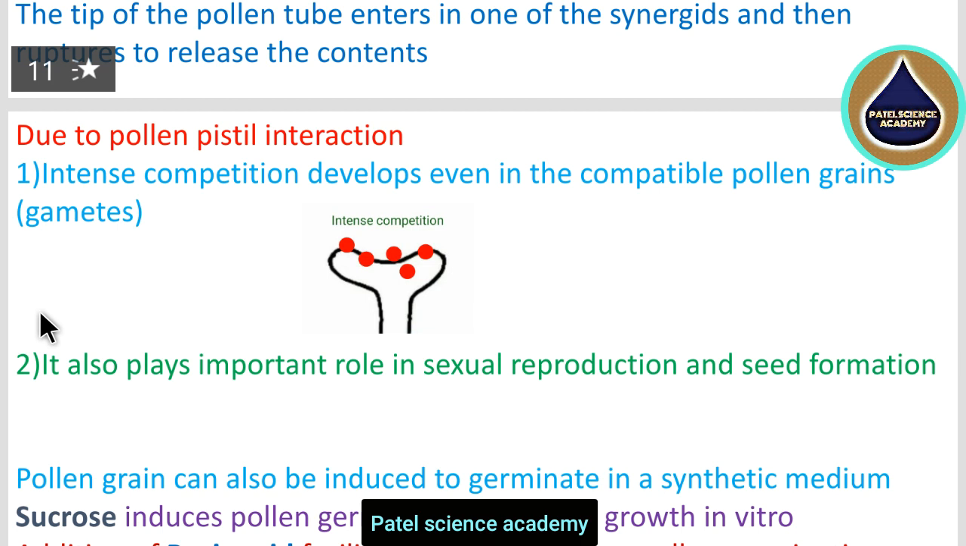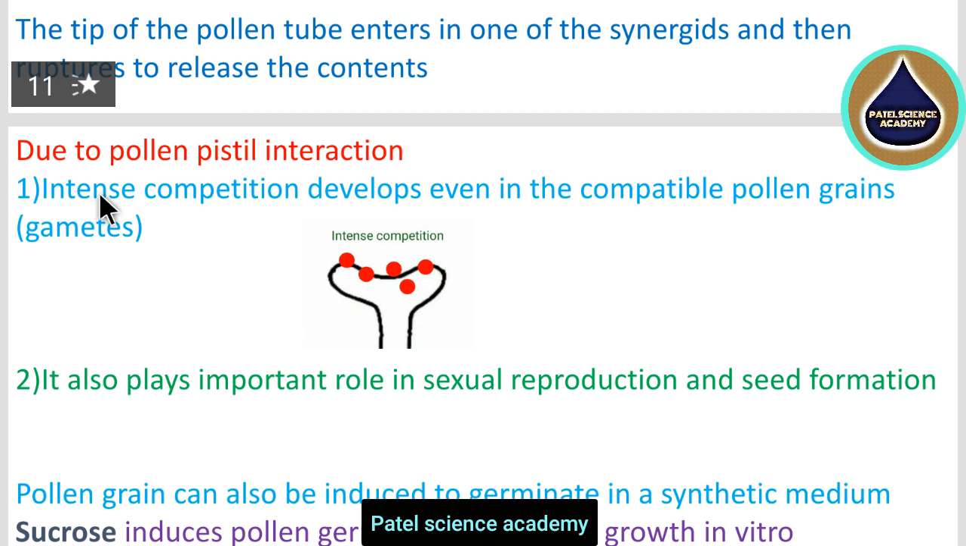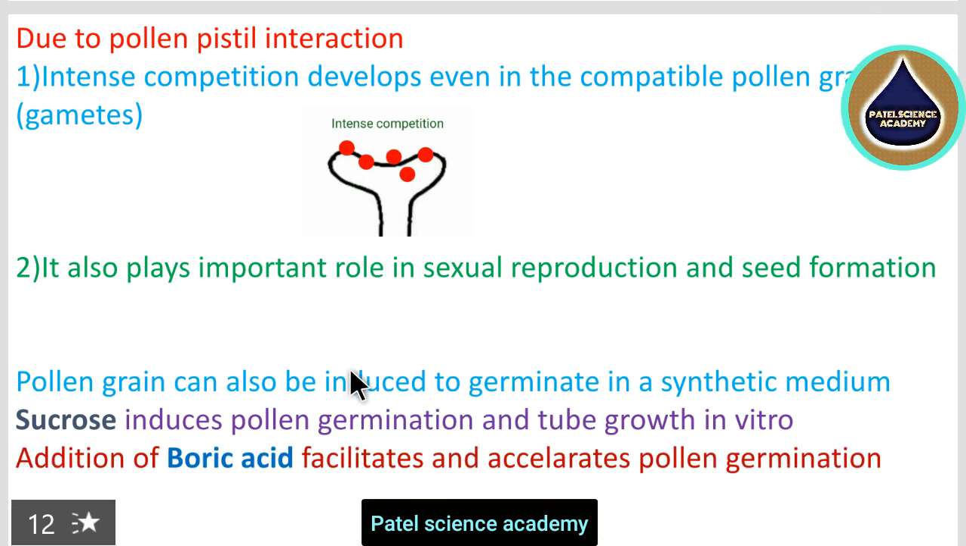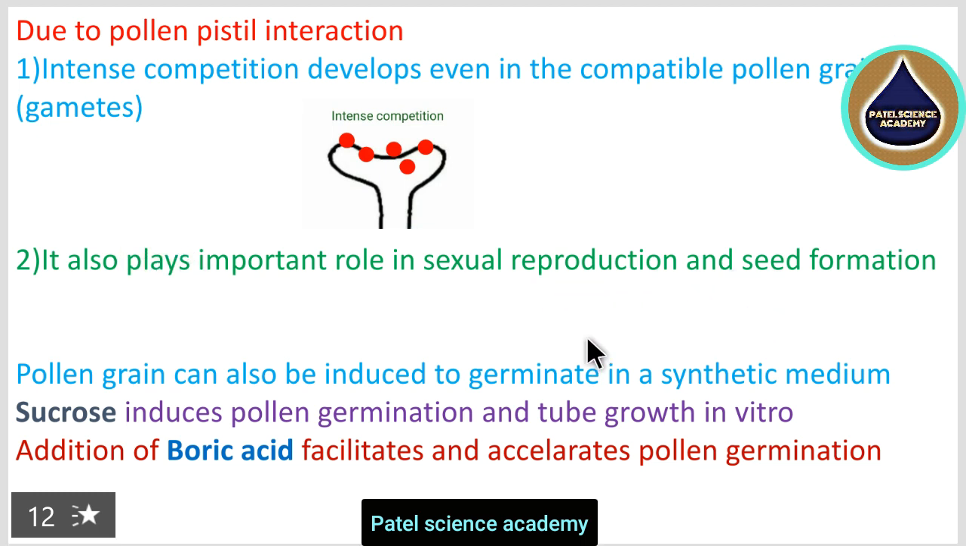Due to the pollen-pistil interaction, what happens? Intense competition develops even among compatible pollen grains and gametes. Because of this pollen-pistil interaction, there is intense competition to be accepted on the stigma surface. So that's why, for the process of fertilization in sexual reproduction, pollen-pistil interaction is a very important process. It also plays an important role in sexual reproduction and seed formation.